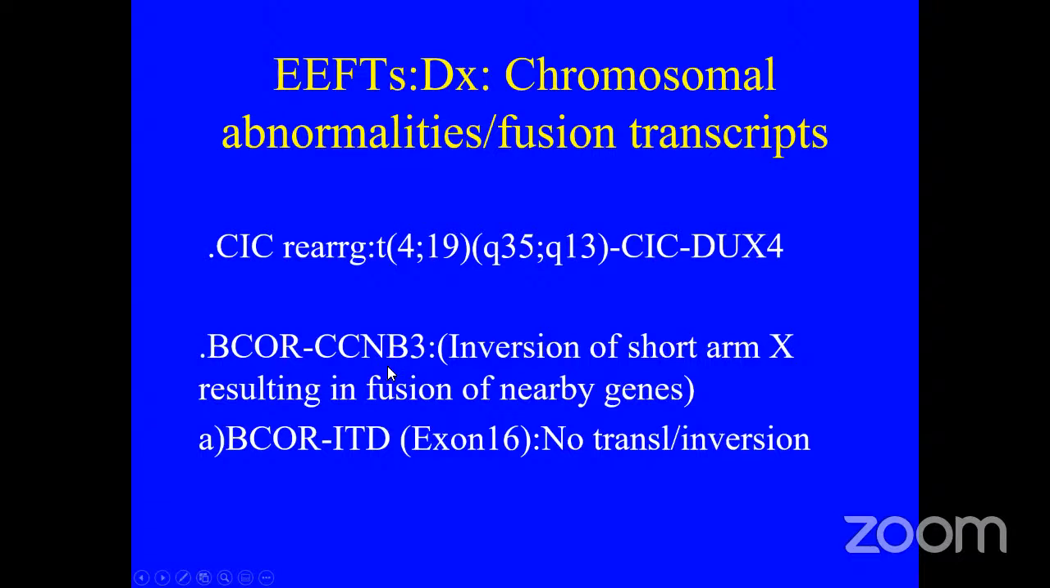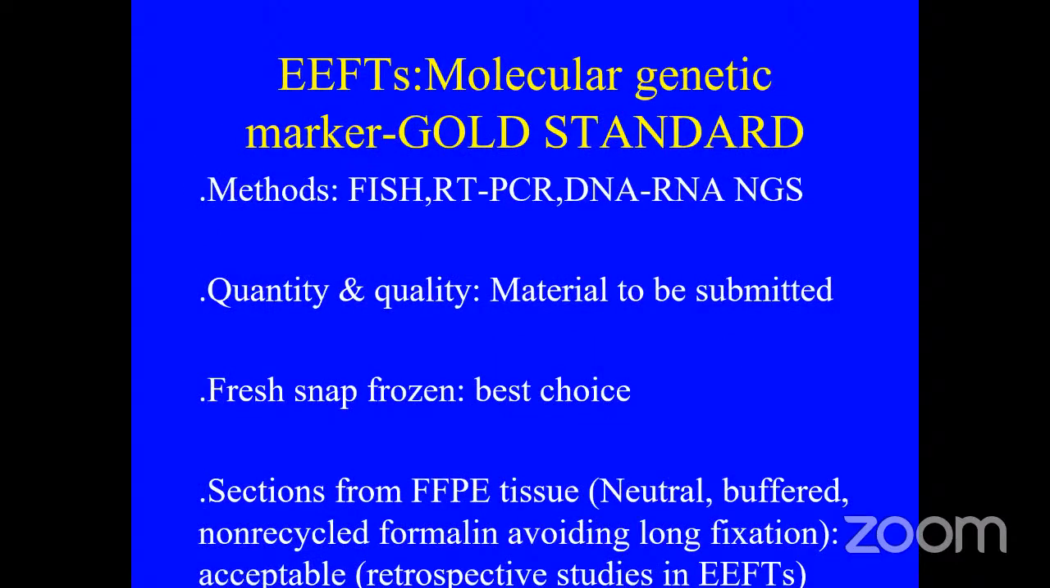In BCOR-CCNB3, there is an inversion, not a translocation, of the short arm of X, resulting in fusion of nearby genes. And in a subset of BCOR rearranged sarcoma, there is internal tandem duplication of exon 16, and there is no translocation or inversion in these tumors. This is just to go into the details to understand what is going on in these tumors at the genetic level. Now, what are the methods that we use for demonstration of these gene fusions?